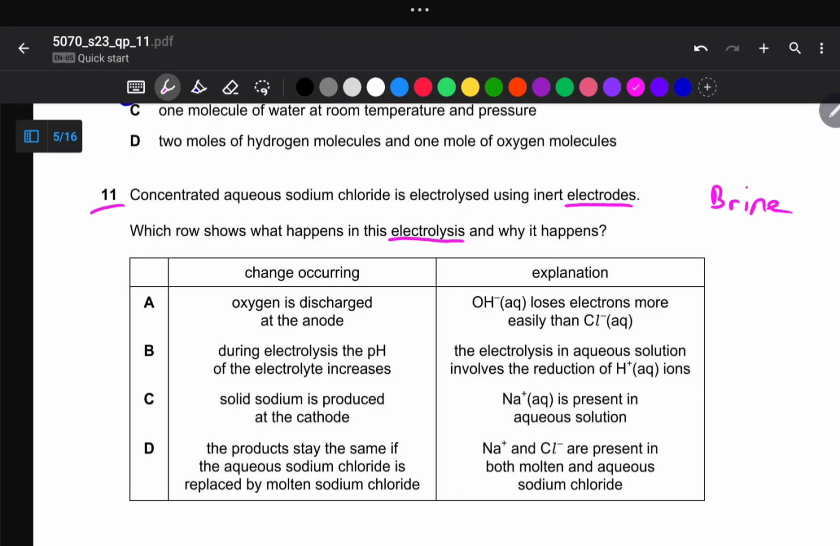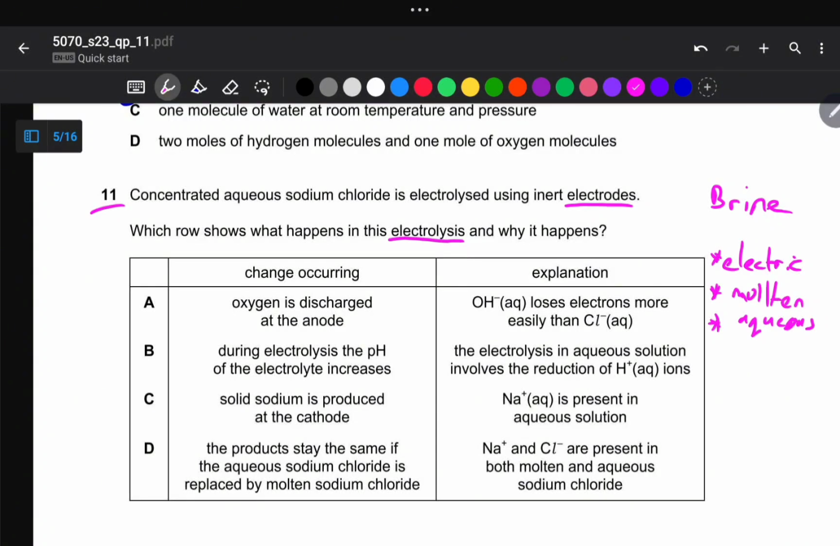Are we together? The key terms here are the chemical breaking down of a compound by passing an electric current, and also either in molten or aqueous state. Are we together? Those are the chief or key terms in the definition of electrolysis.